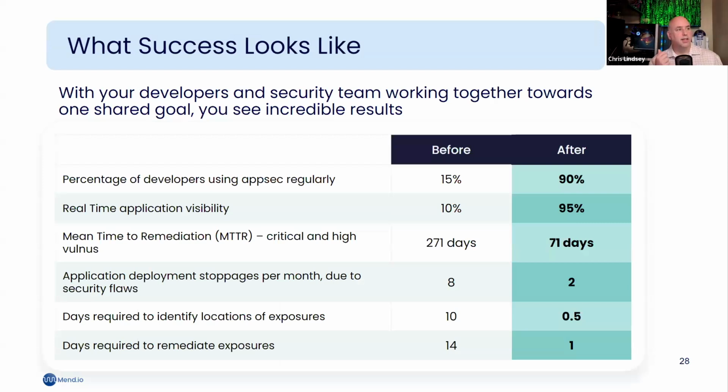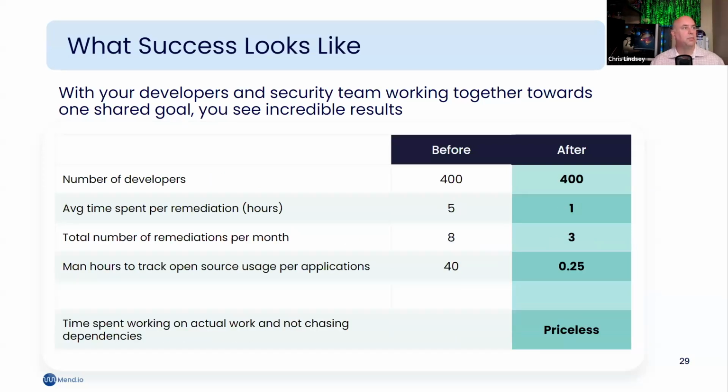What success looks like. So the developers that are using AppSec regularly, when you do it properly, goes from 15 to 90%. I'll let you just read this because I don't need to read it to you. But take a look at this. I mean, your stoppages, the things that happen, your days required, your immediate exposures are much quicker when you're successful. The number of developers doesn't change because now your developers are actually focused on getting other things done, and they're not focused on just the data, day in, day out stuff.